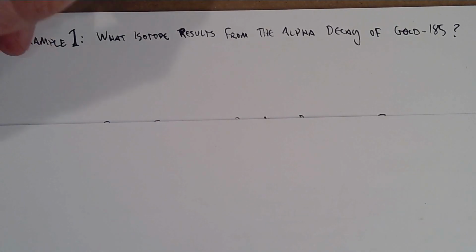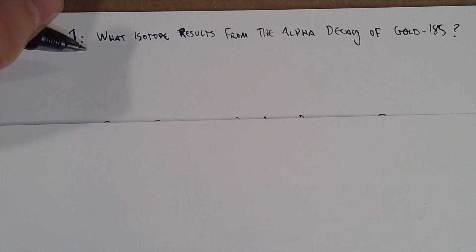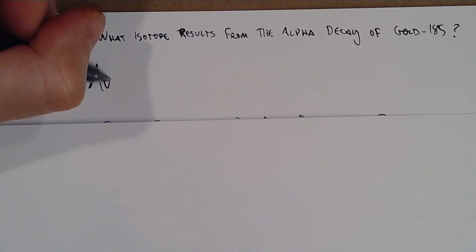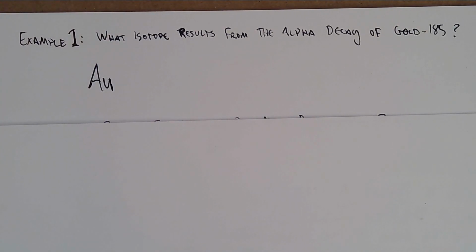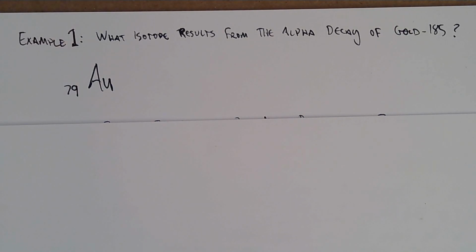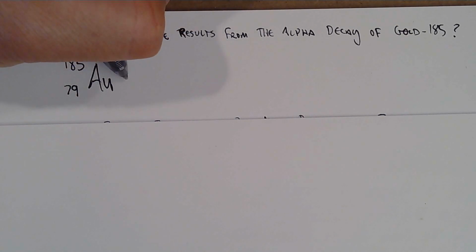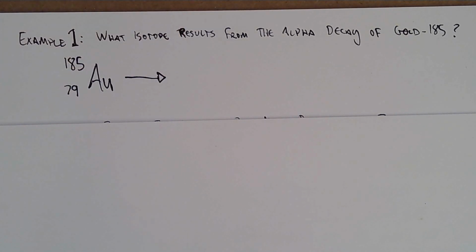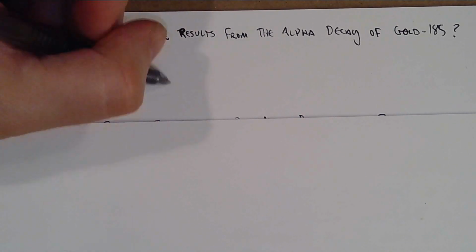All right, so the way I write that down is I say gold. It's our initial particle, and we are looking at the idea of gold having an atomic number of 79. 79 goes on the bottom because that's the amount of positive. It specifies that we are talking about gold 185. 185 is the total mass of that nucleus. Now gold 185 decays into something that we don't know.